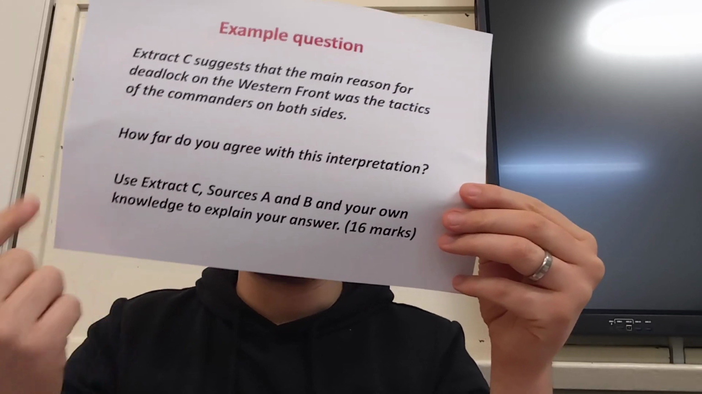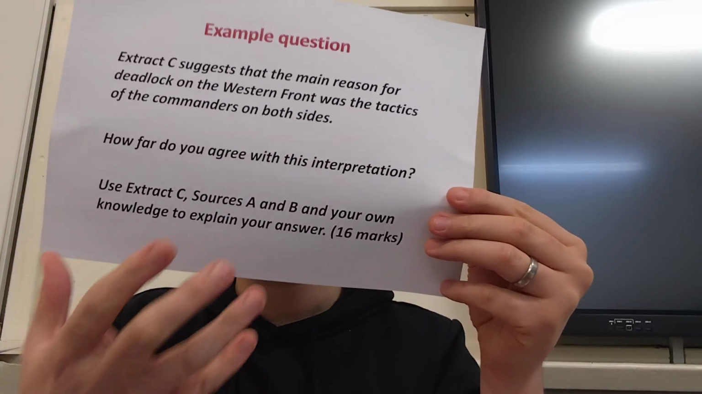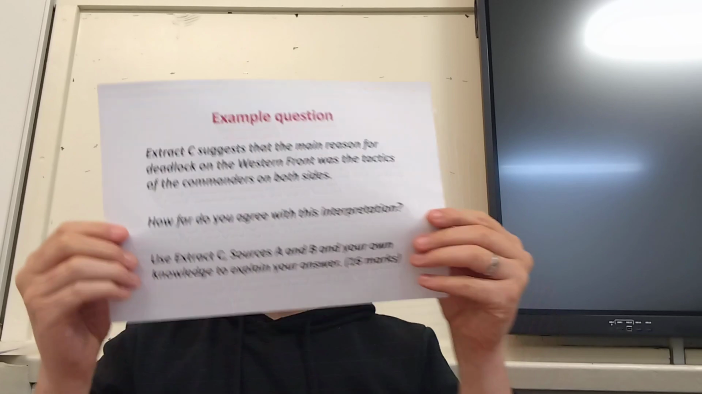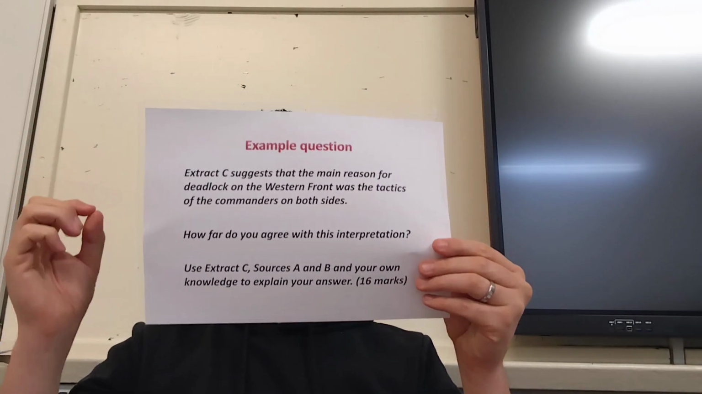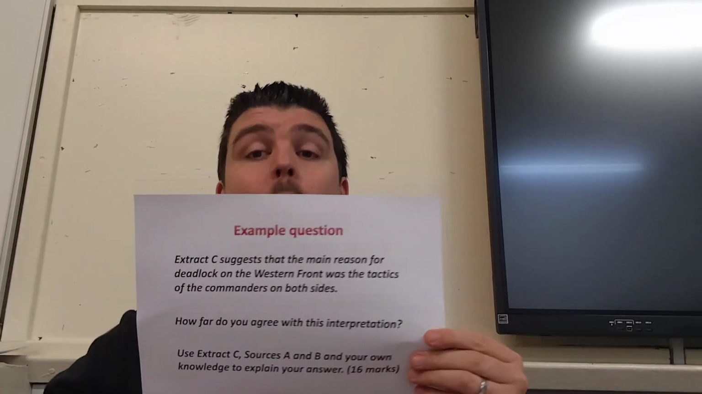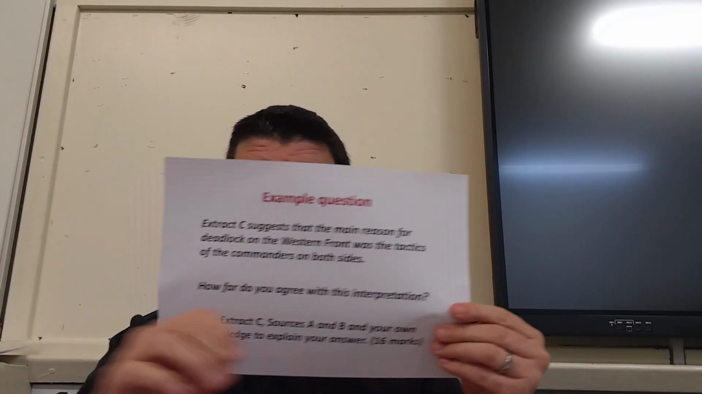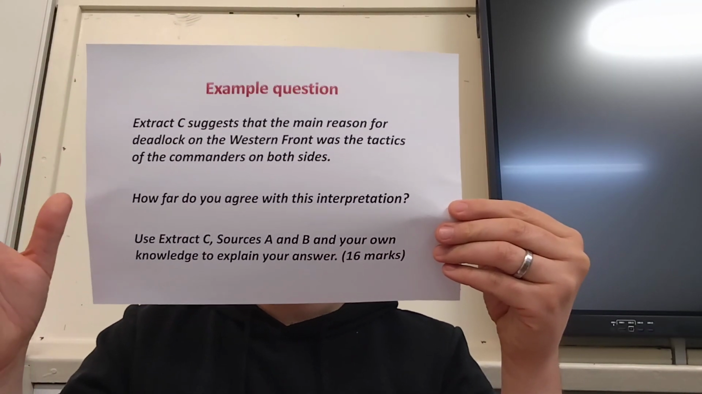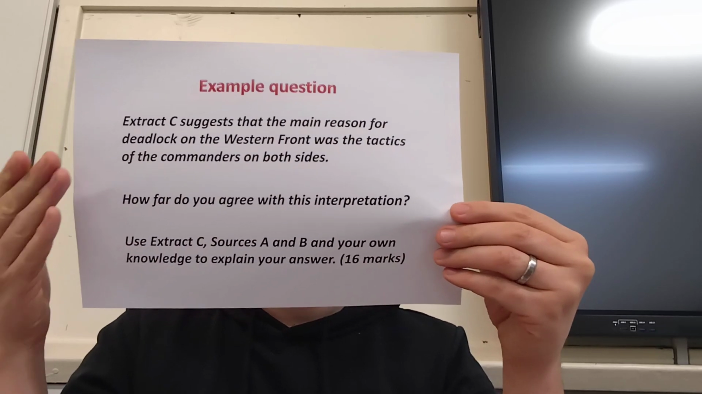And as it says down here, use extract C, source A and source B and your own knowledge to explain your answer. So the first thing you need to do is decide how much you agree with that. You need to work out what your argument is. If you agree with it more than you disagree with it, great. Think about why and get those ideas in your head, and maybe even jot them down at the top of the paper. But then also think about what other reasons there were for deadlock. Now, as it says at the bottom of the question, use extract C, source A and source B and your own knowledge.